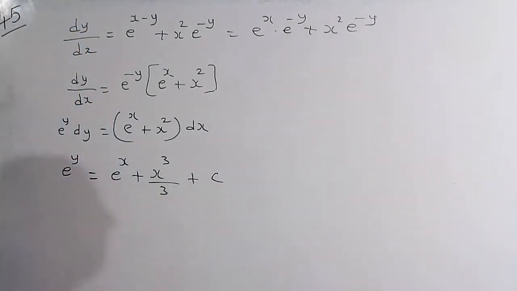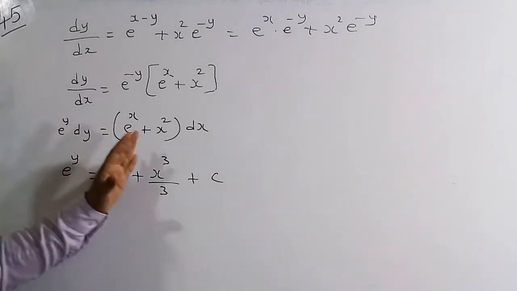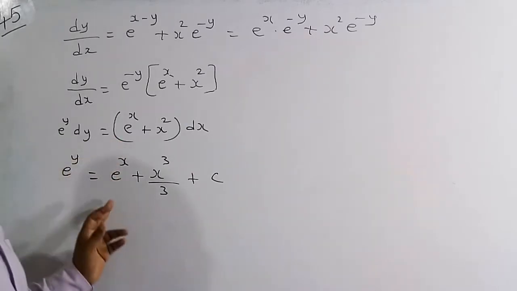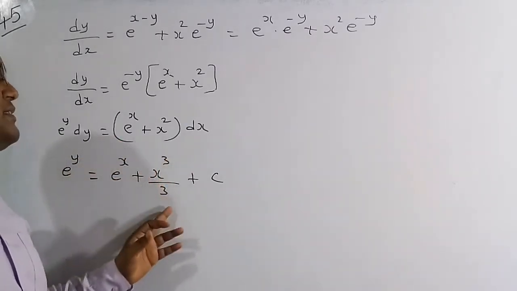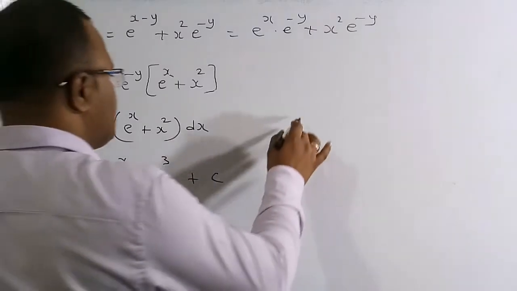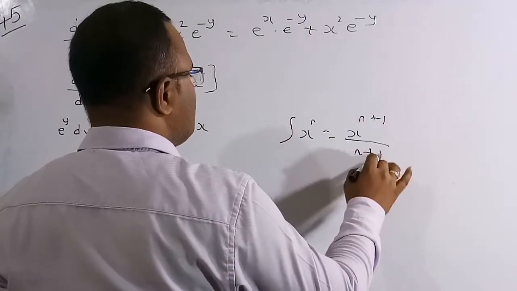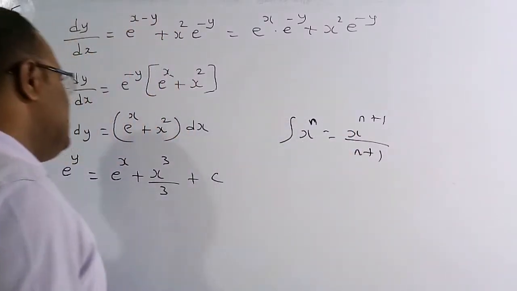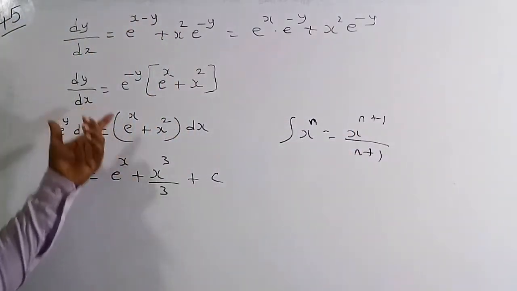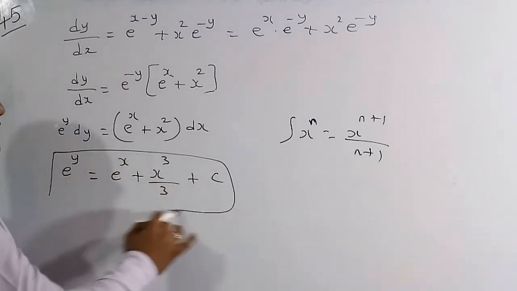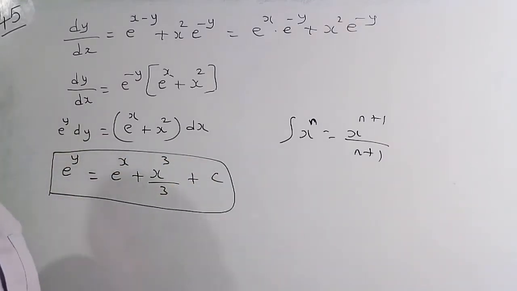Now I am going to do the integration with respect to both the sides. Therefore we are going to get e to the power of y on one side, and e to the power of x plus x cube by 3 plus c on the other, because the integration of x to the power of n is x to the power of n plus 1 by n plus 1. By using this formula we get the general solution of this differential equation. This is the correct solution of this question.